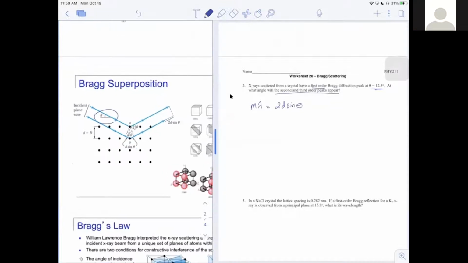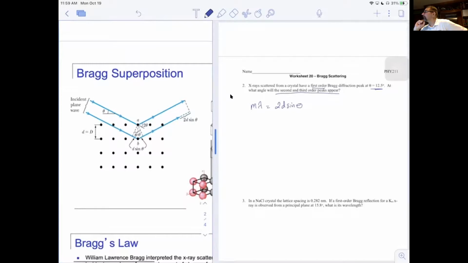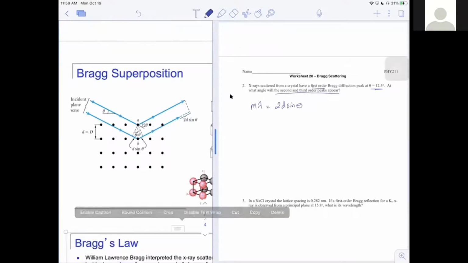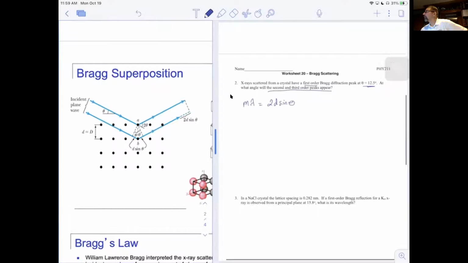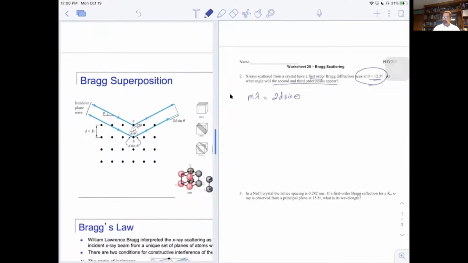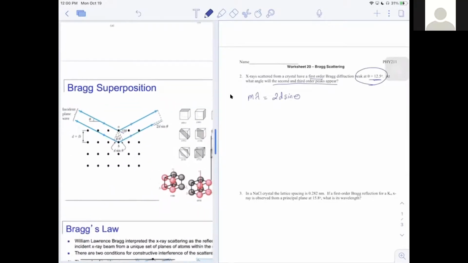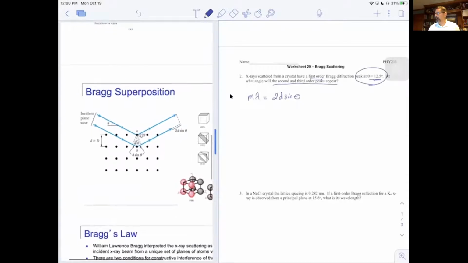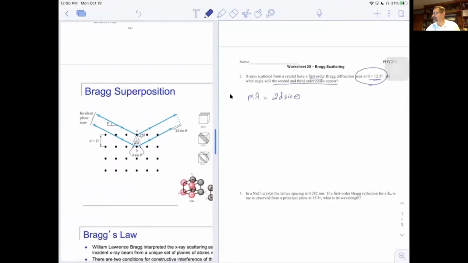Hold on. I lied to you. What are you trying to find? You said you're supposed to find the angle to the surface, not to the normal. Yes. But the problem here is you don't know what d is, do you? No. So you got to get d first from the fact that the first order is at 12.5. And then once you got d, then you got to solve for the angles for 2 and 3. You are correct. And there might be a different way that you can manipulate the problem, but that is what you have to go through. All right. Cool.